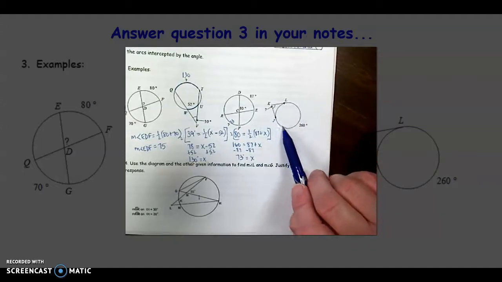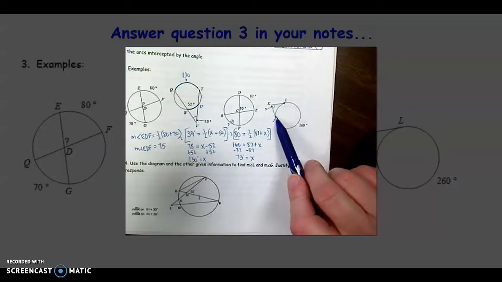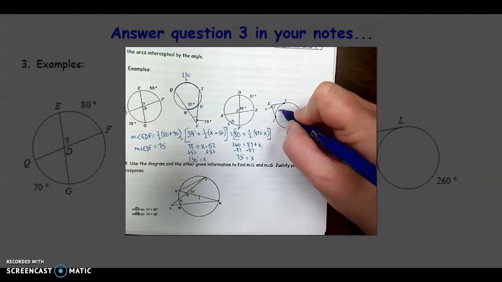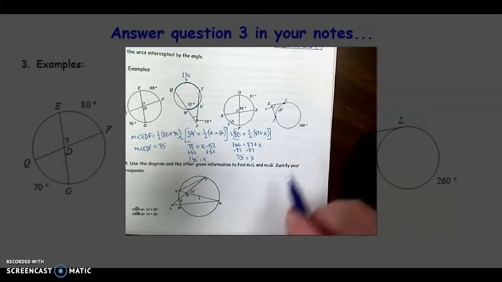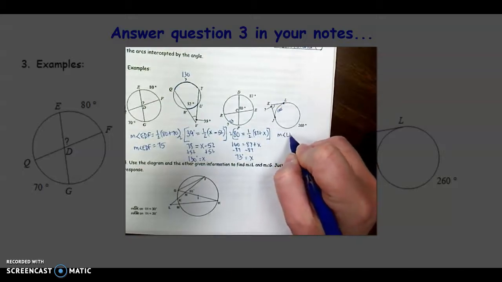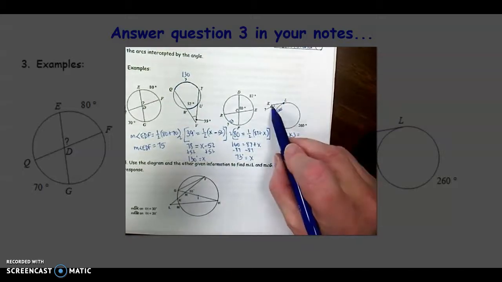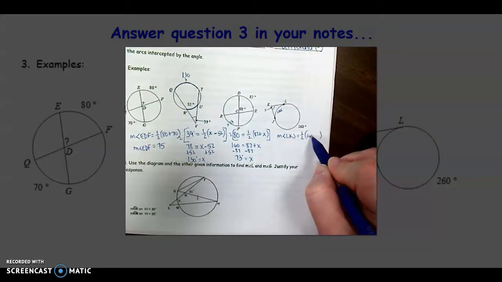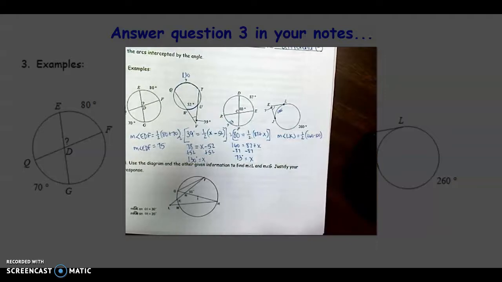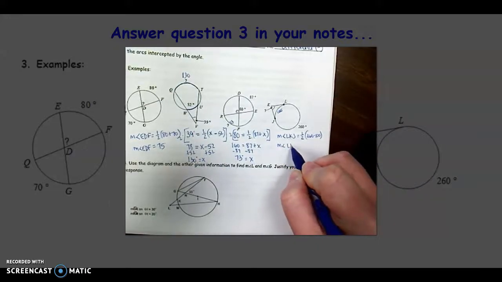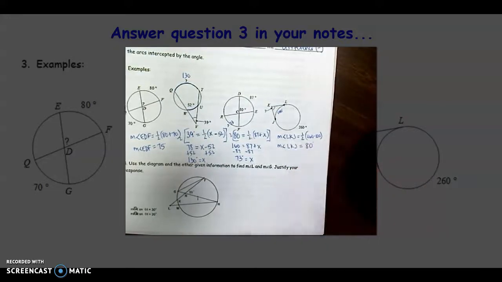So if the major arc is 260 degrees, how many degrees does that leave for the minor arc? Well, you would just subtract 260 from 360, and that leaves you 100 degrees. So now that I know both of these arcs, I can find that angle. The measure of angle LKJ is equal to, since the vertex is outside, half the difference of the two arcs. Always your larger arc minus your smaller arc. So 260 minus 100 is 160, and taking half of that gives me 80. So the measure of angle LKJ would be 80 degrees.